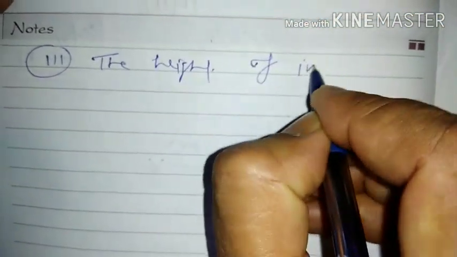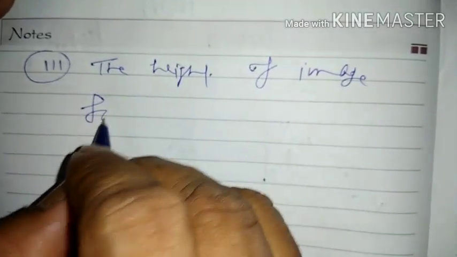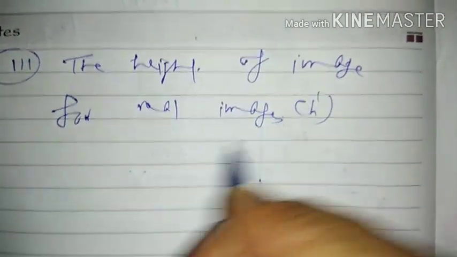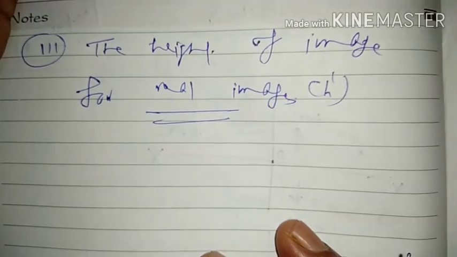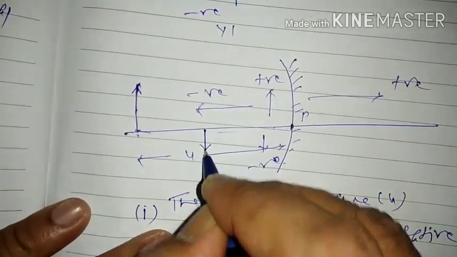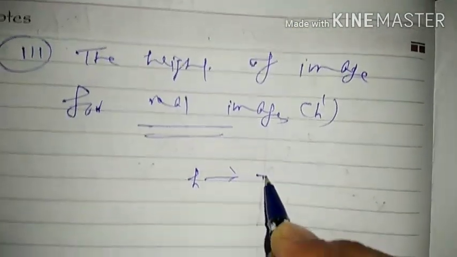Next thing, the height of the image for real images, that is h dash. What we have seen in our previous classes is that real images always become inverted. So a real image is always inverted and below the principal axis. So for a real image, the height will always be negative.